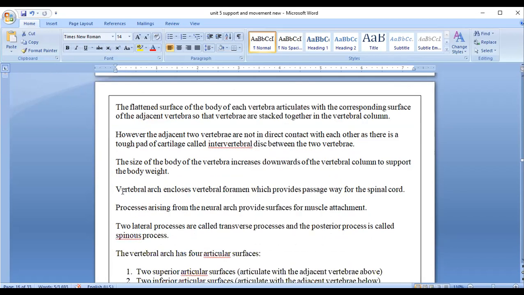You know, the vertebral foramen is there. The vertebral foramen is made when, on one side, the vertebral arch or neural arch is closing it, and on the other side the body is closing it, and it is a route for the spinal cord.